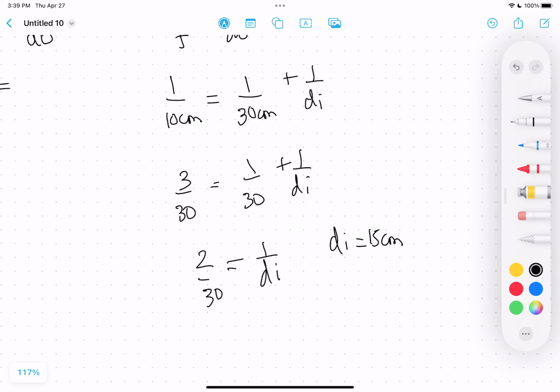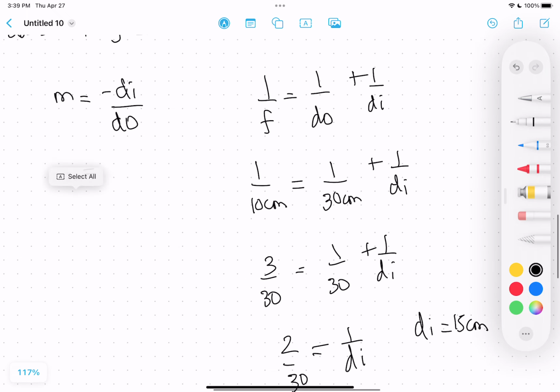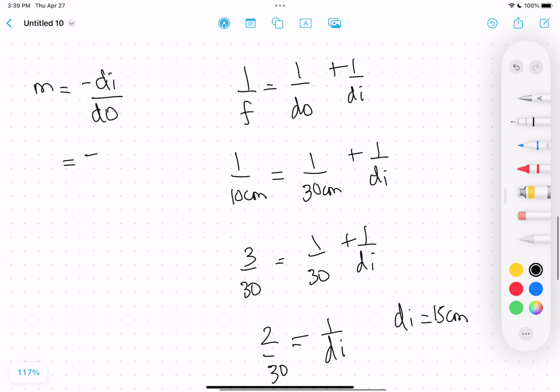So with di being 15, we can just plug it back into the magnification equation. Magnification is equal to negative di over do, so negative 15 divided by the object distance, which is 30 centimeters. So we should have a magnification of negative 1/2. Now, what does a negative magnification mean? It's inverted, exactly. So it's just a flipped image in this case. And if you have a magnification that's less than 1, it means that the image has gotten smaller. And if it's greater than 1, then the image has gotten bigger.